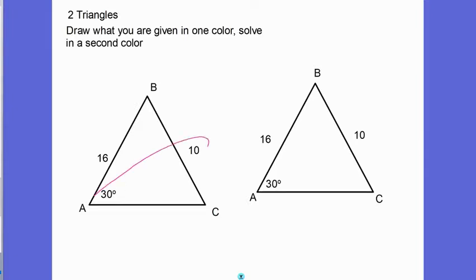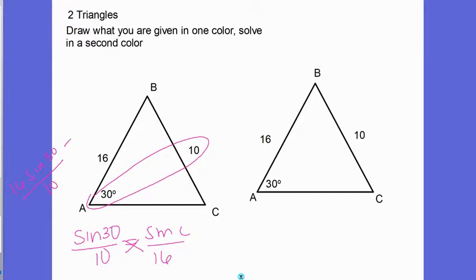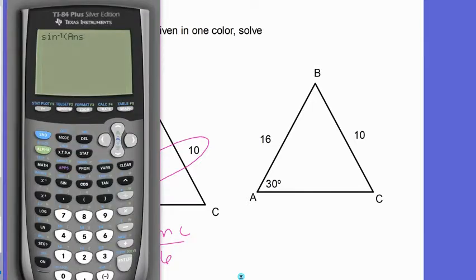So the first thing is to set up your law of sines. So sine 30 over 10 equals sine C over 16. And you're going to cross multiply and get 16 sine 30 divided by 10 equals sine of C. I did that in 1 step really quick. So in my calculator, 16 sine of 30 divided by 10.